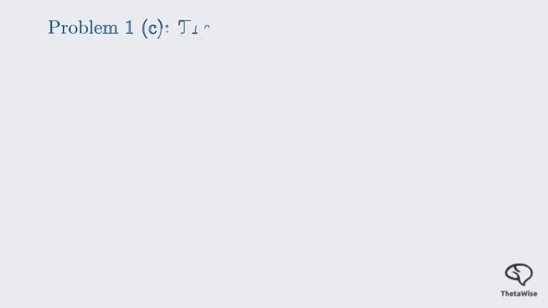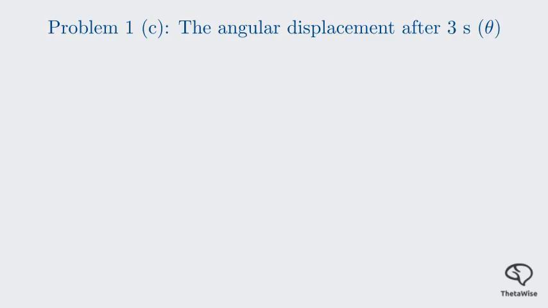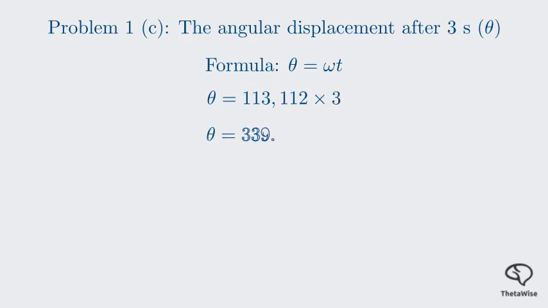Part C asks for the angular displacement theta after 3 seconds. We can calculate this using the angular velocity from Part A and the given time. The formula for angular displacement is theta equals omega times t. We have omega equals 113.112 radians per second and t equals 3 seconds. So theta equals 113.112 times 3. Calculating this gives us an angular displacement of 339.336 radians. The memo confirms our answer exactly.